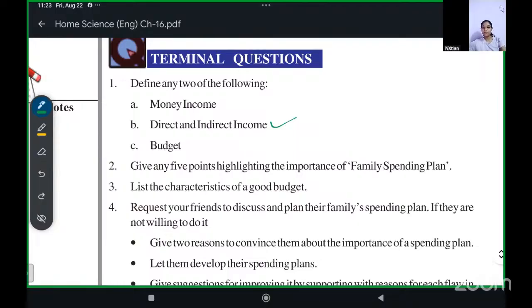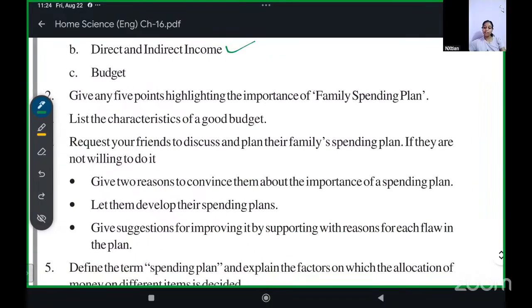Then budget, we know what is a budget. Budget is a spending plan, which consists of how to manage your money by listing out or by allocating funds to various expenditure, various things that you spend on, and it also gives you space to save. You can explain it in your own language. Okay, that is your money income, direct and indirect income, and budget. Now, give any 5 points highlighting the importance of family spending plan.